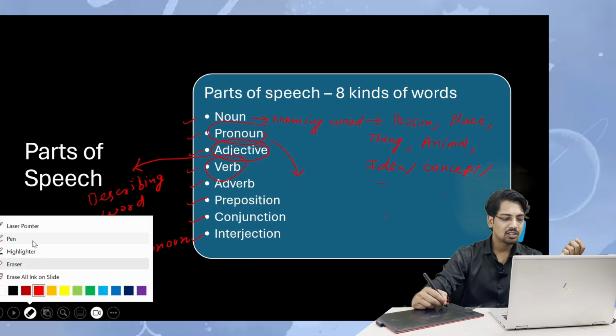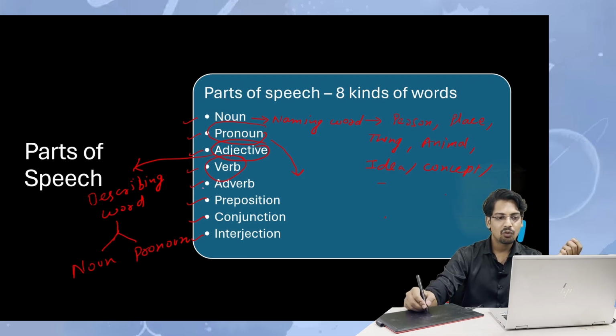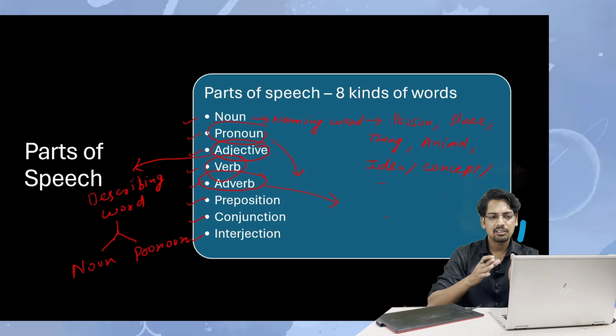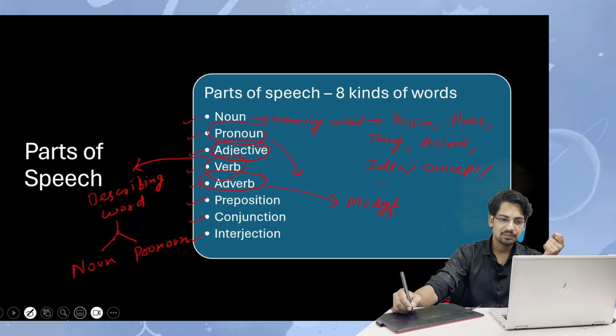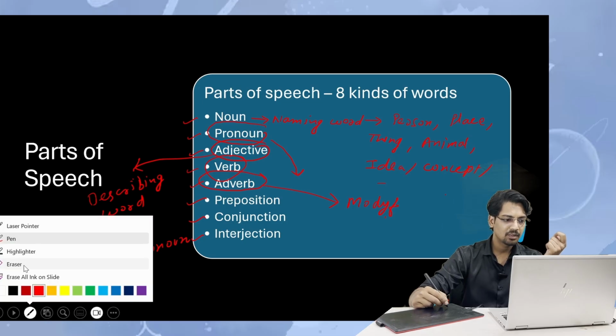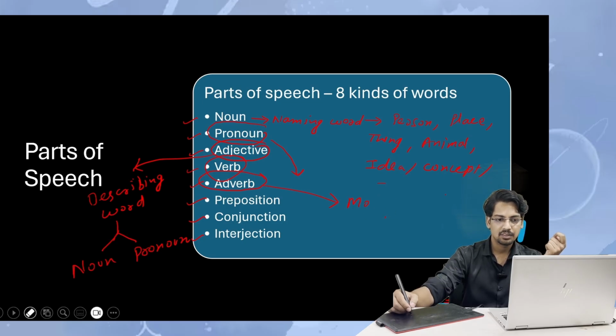Now let's talk about the adverb. What kind of word is an adverb? We talked about the verb, and a lot of students get confused in the adverbs only. Adverbs are what? They are the modifying words.